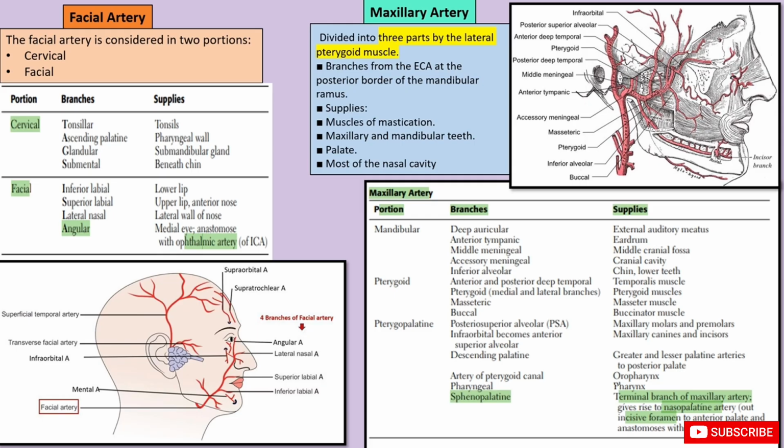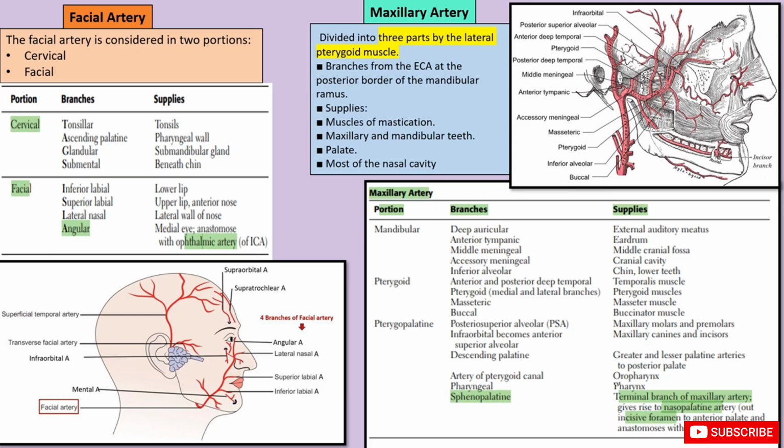As we know, it is divided into three parts by the lateral pterygoid muscle. It supplies your muscles of mastication, maxillary and mandibular teeth, palate, and most of the nasal cavity. So this entire table of the maxillary artery, the three portions, mandibular, pterygoid, pterygopalatine, the branches, supplies, and definitely the last branch of the pterygopalatine part, that is the sphenopalatine, that gives rise to the nasopalatine and comes out through the incisive foramen in the anterior palate. That is an important one.